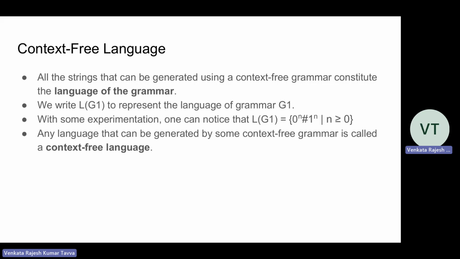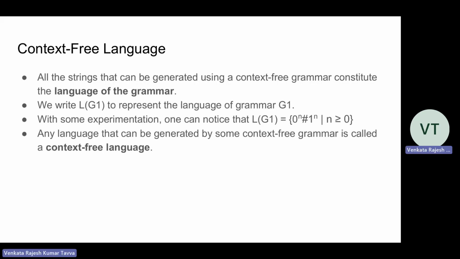Similarly, here we define a context-free language in terms of a context-free grammar. A language is said to be context-free if it is generated by a context-free grammar. That's it. A context-free grammar can generate infinite sentences, potentially infinite sentences. If you make a set of all those potentially infinite sentences, that set is your context-free language. That's all.